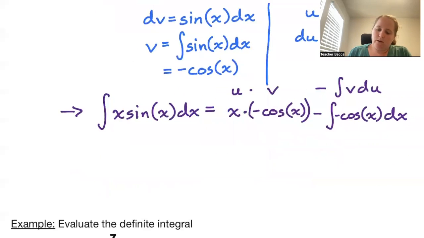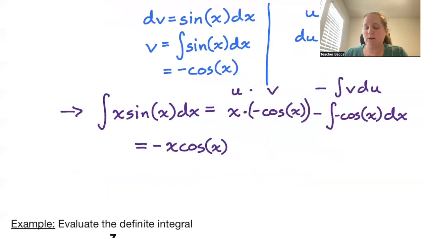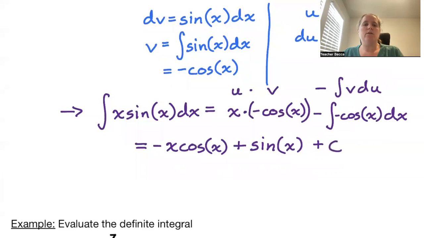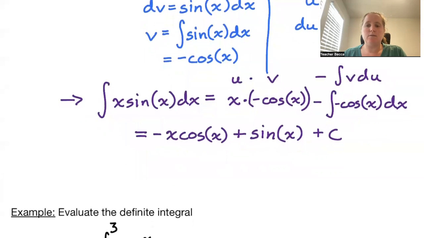At this point, we can go ahead and finish off. So we have a negative x cosine of x. We have minus and negative becomes plus. The integral of cosine is just sine of x. And then of course we have plus c. So we have that the integral of x sine of x dx is simply negative x cosine of x plus sine of x plus c.